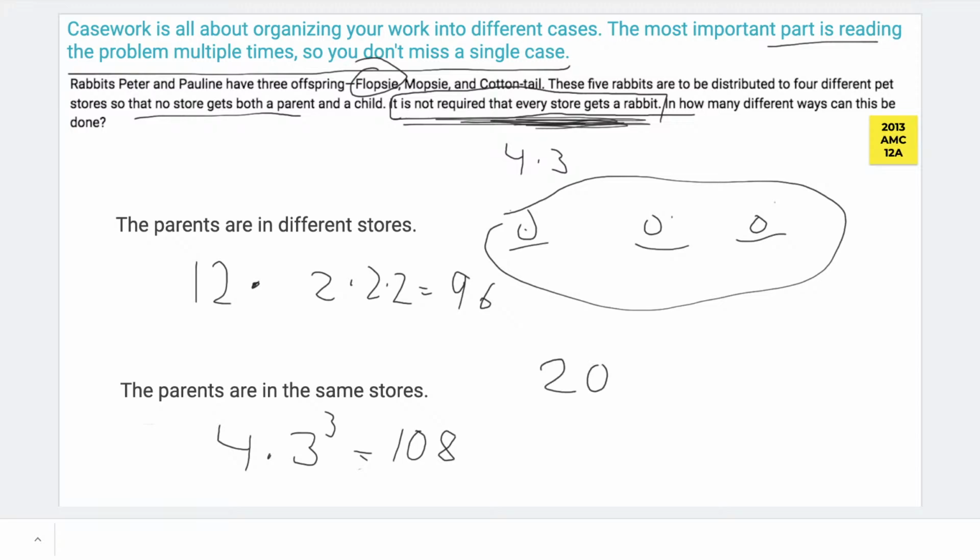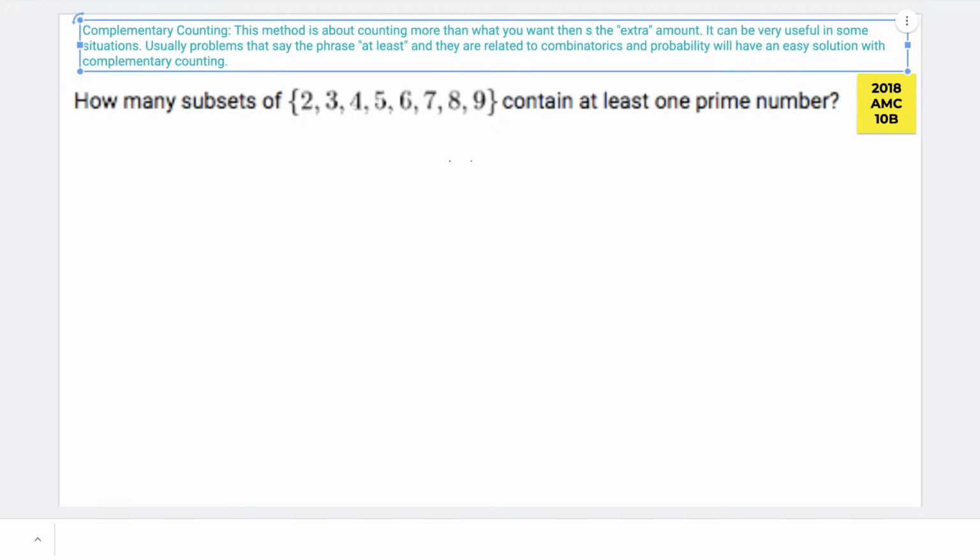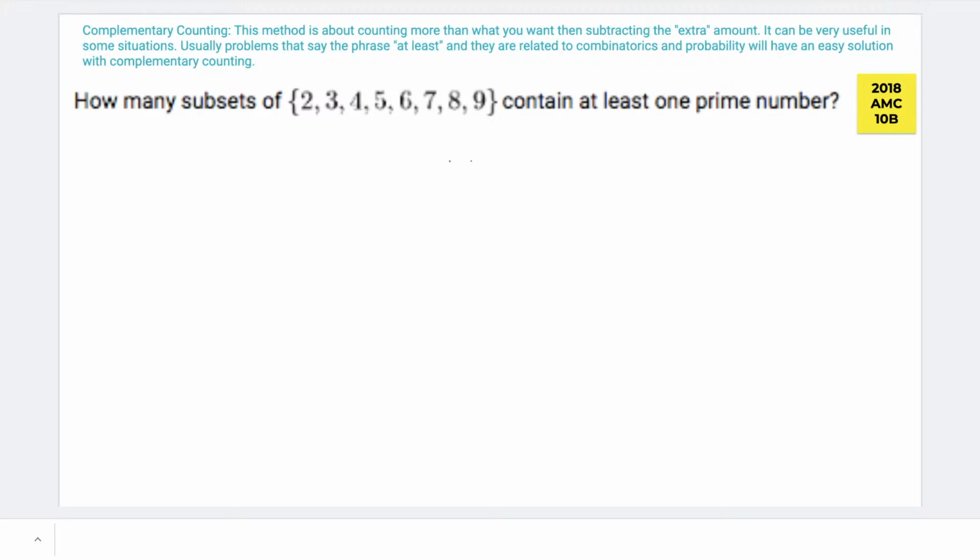So this shows the power of organizing our work, which made this problem pretty simple. So the next problem. This is a very basic example, but I think it's a good one to show lists and complementary counting. Complementary counting is all about counting more than what you need, then you subtract the extra amount. It can be very useful in some situations, usually problems that say at least. It's usually related to combinatorics and probability, and we'll have a very easy solution with complementary counting.